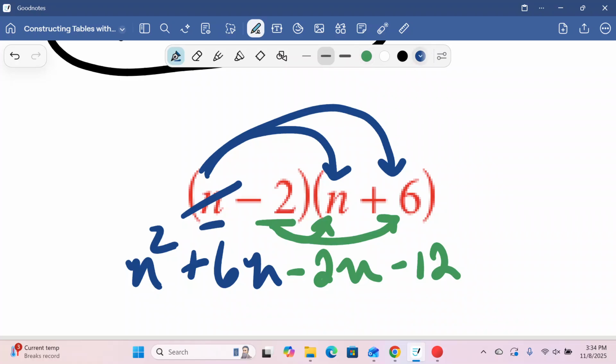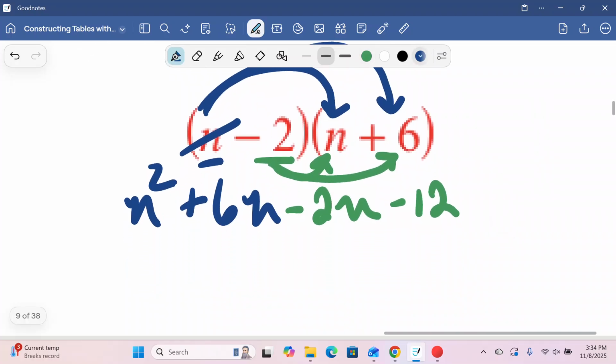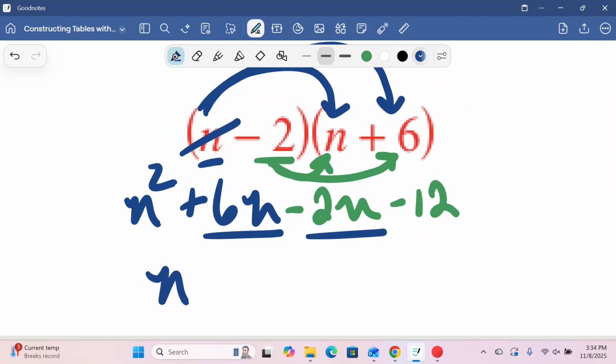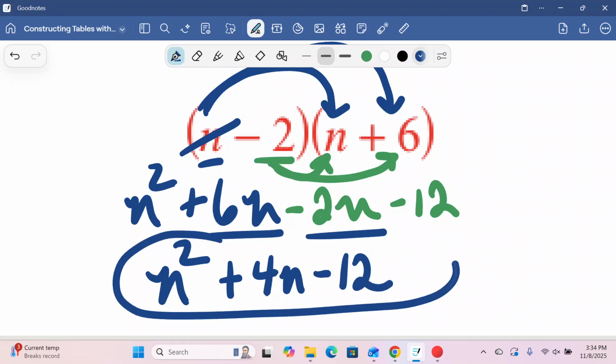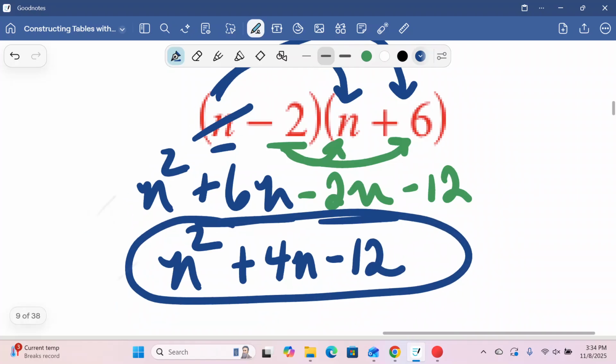Once again, we're going to underline the like terms. We have a positive 6n and a negative 2n. There's no terms other than n squared, so we're going to go ahead and do n squared. A positive 6n and a negative 2n gives us a positive 4n, and then this gives me a minus 12. That is my quadratic, and that is my answer.